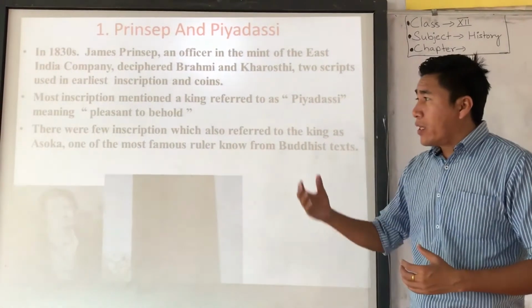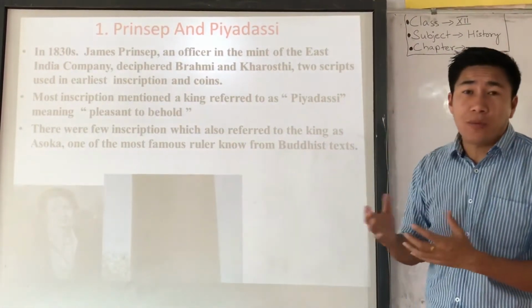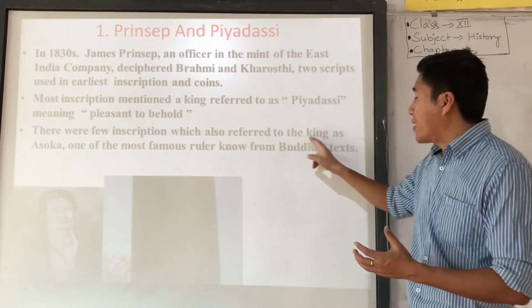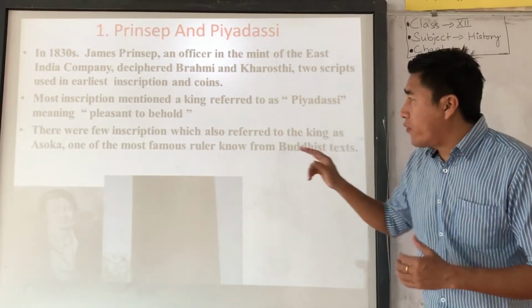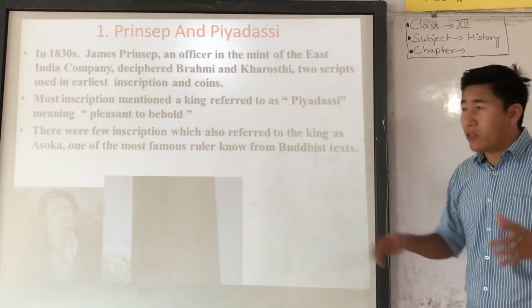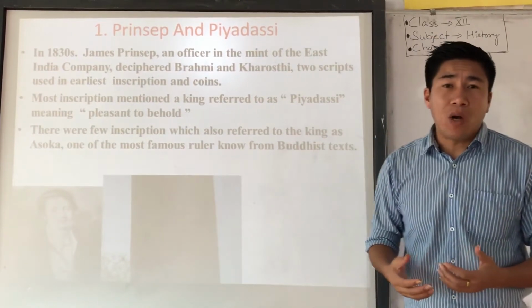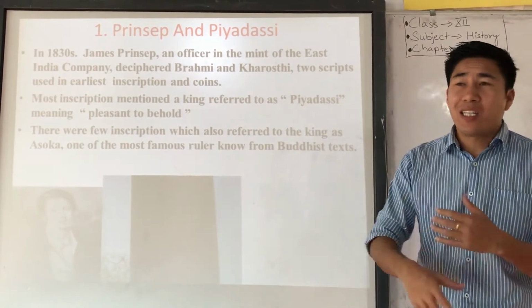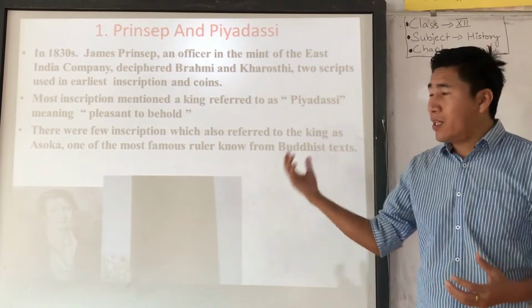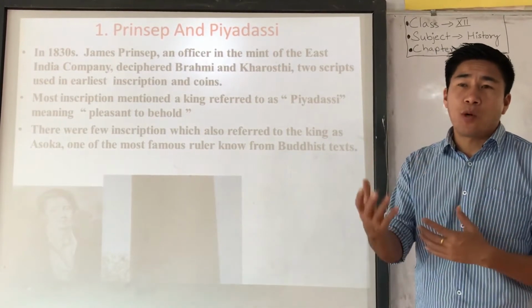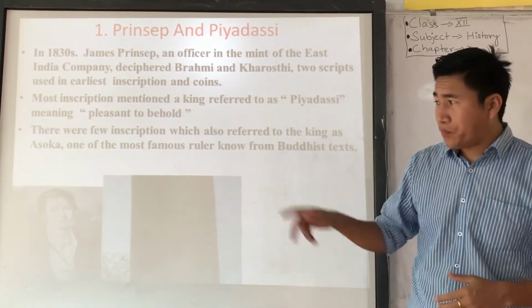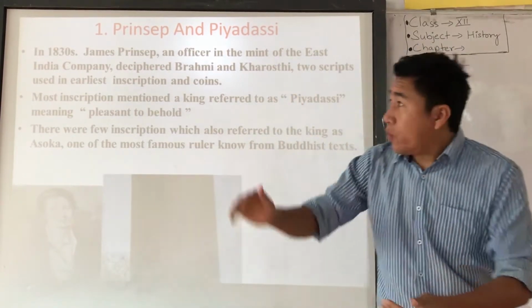And later on, they found there were also a few inscriptions that referred to the king Ashoka, one of the famous rulers known for Buddhism. As we know, after the Kalinga War, he was so devastated that he changed his religion to Buddhism, and then all his life he propagated the Buddhist religion. Right?